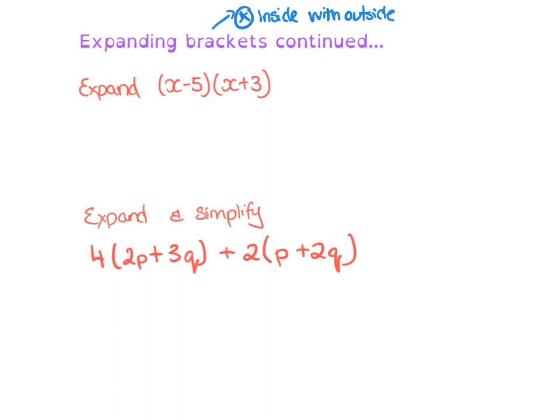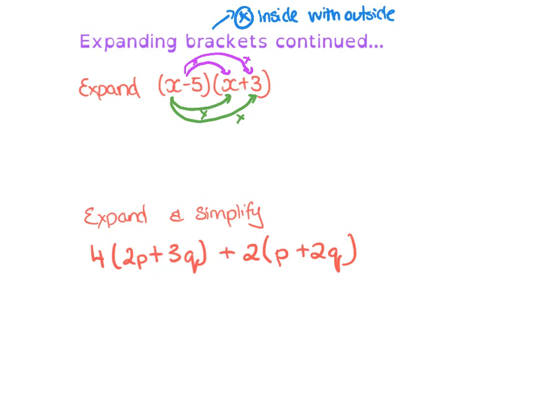So what we would do is we would get the x, and we're going to multiply it with everything in the other bracket like that. So once we've done that, and then we're going to get this -5 and multiply it with everything in the other bracket. So if I did that for you, I'll do the first one in green.